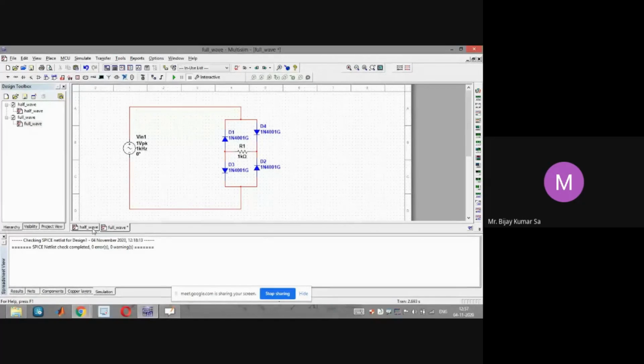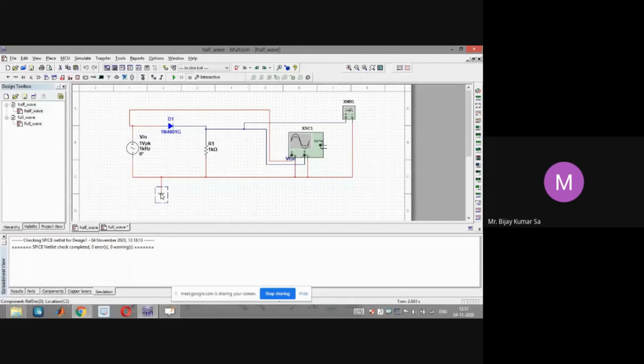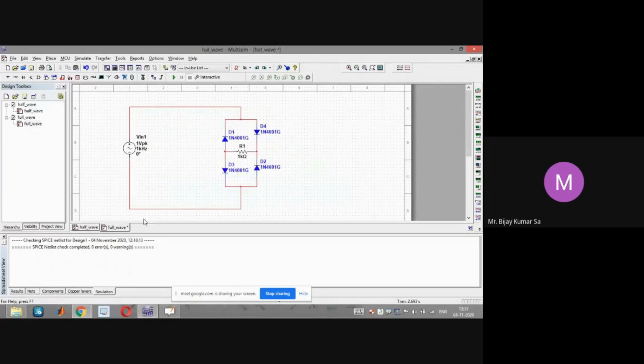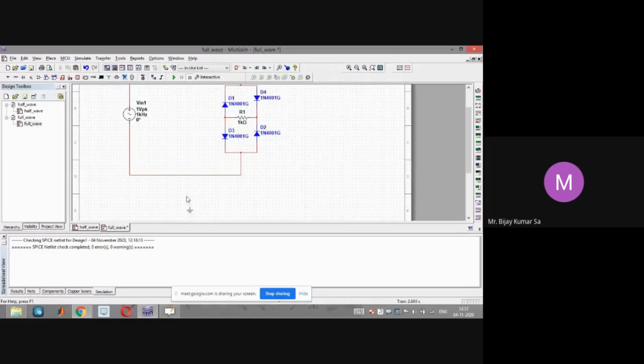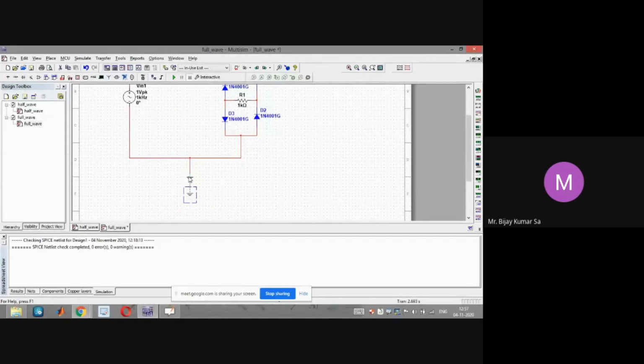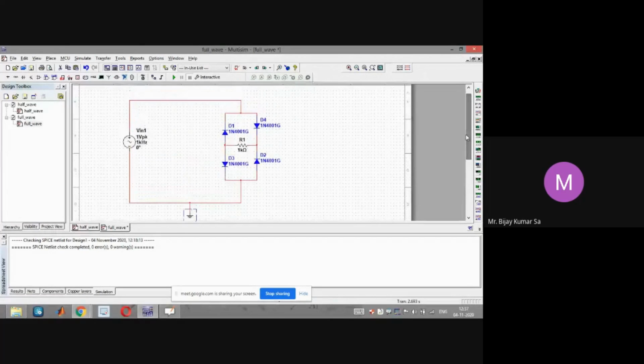So what I have missed here is a ground. So I will bring a ground, paste it here, and connect it. My circuit is complete.